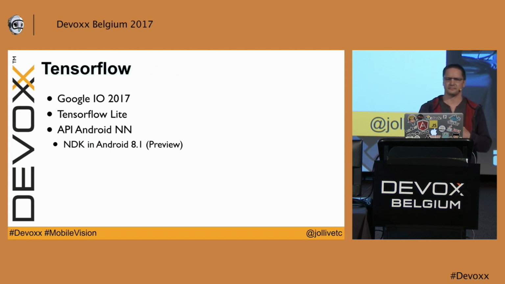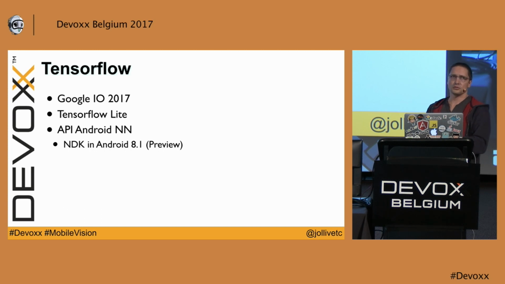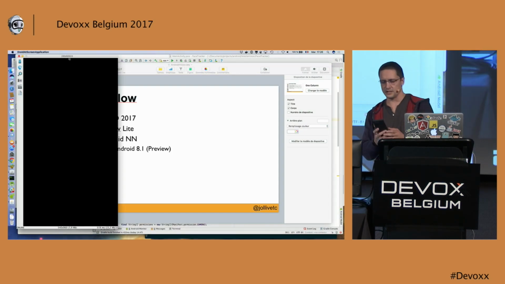For TensorFlow, it was announced at Google I/O 2017 as TensorFlow Lite because they provided some tools in order to shrink the size of your neural network. There is also an API called Android NN, for neural network, and it is available in the NDK for Android 8.1, which is in preview for the moment. I can just show you what it looks like.